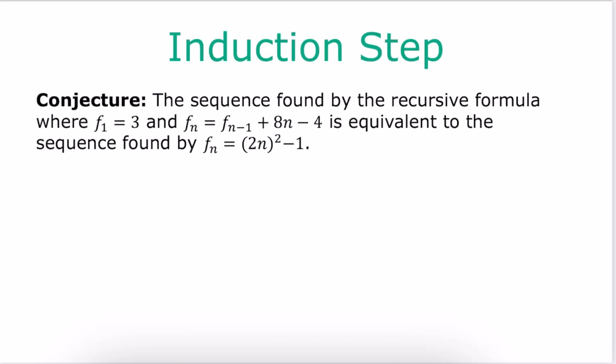And then for the induction step, the idea is that you're going to assume that your conjecture is true for the n minus 1th term. Then using that assumption, you're going to prove that the nth term will always be equal between these two formulas. So basically what I'm doing in this case is assuming that the n minus 1th term is equal to 2 times n minus 1 squared minus 1.